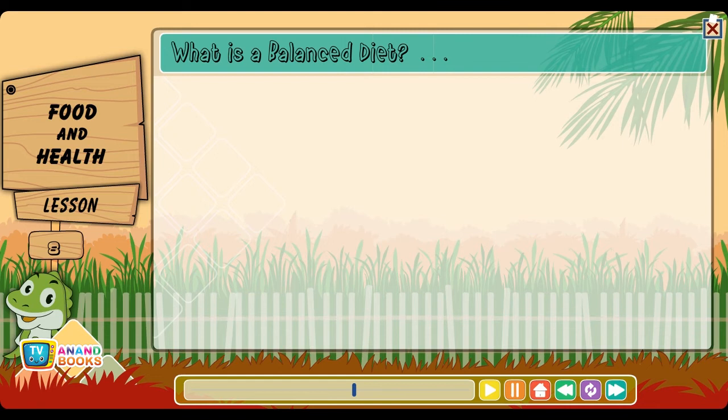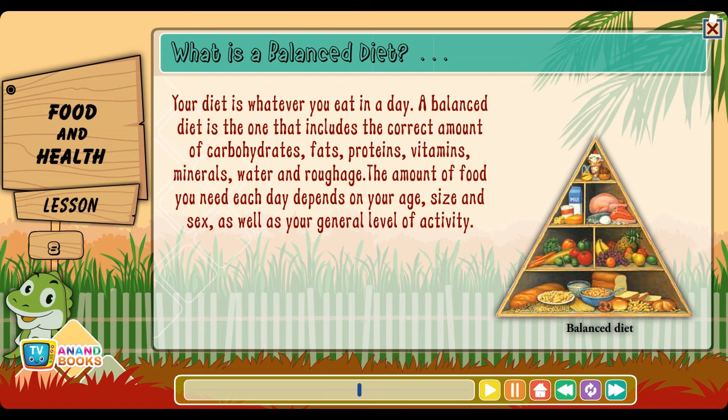What is a balanced diet? Your diet is whatever you eat in a day. A balanced diet is the one that includes the correct amount of carbohydrates, fats, proteins, vitamins, minerals, water and roughage. The amount of food you need each day depends on your age, size and sex, as well as your general level of activity. Do you know?